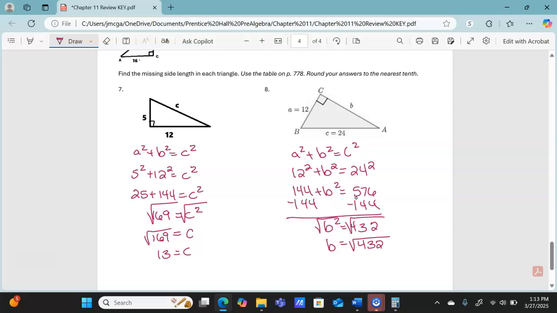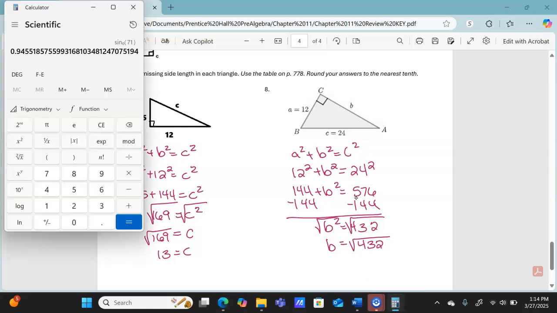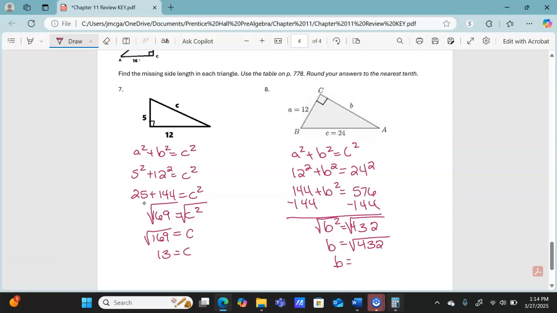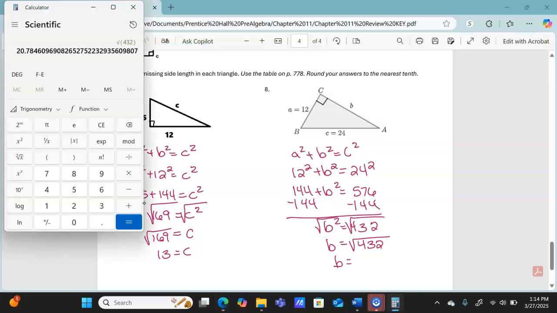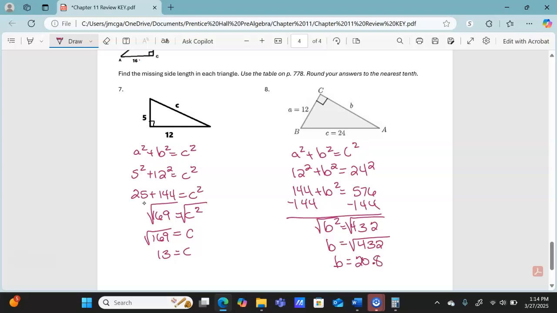I can get to the nearest tenth or to the nearest whole number, which would be about 21 without using a calculator, but I would have to use a calculator to get the square root without that. And it was 20.8. So on your test, if I'm only allowing you to use your table, I will have to make sure you're taking a square root of a number less than 100, or tell you to round to the nearest whole number. So that's your review for chapter 11.